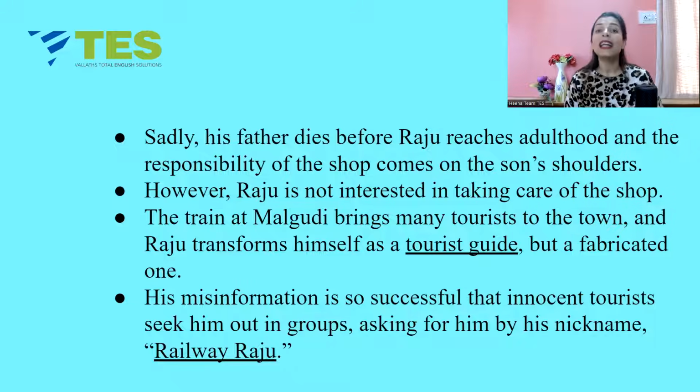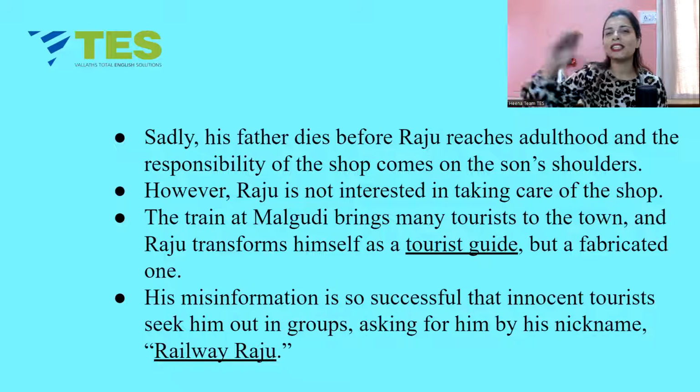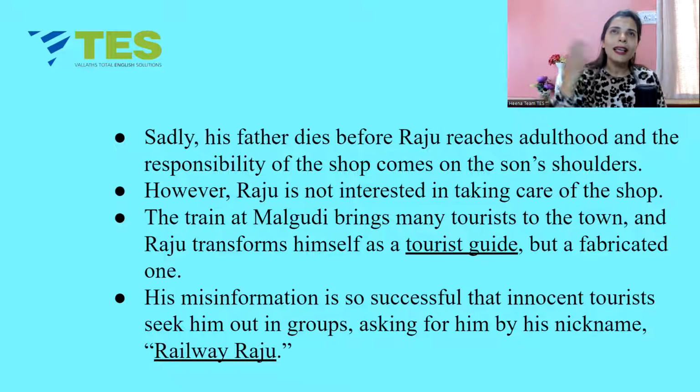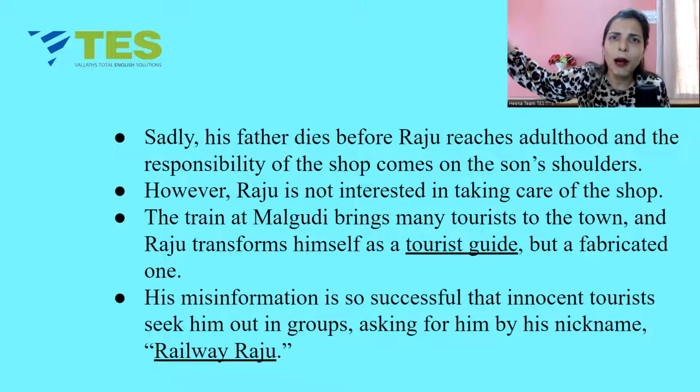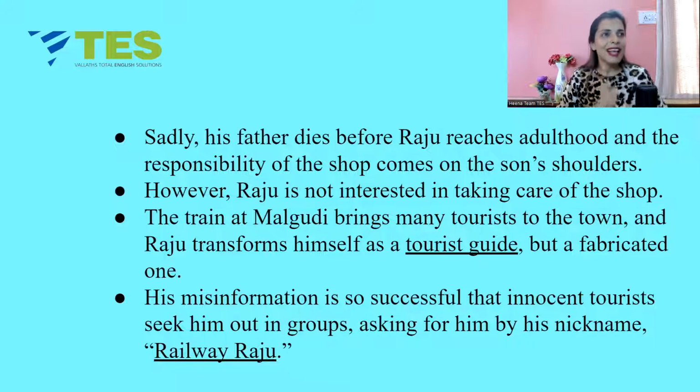Where? I'll tell you. The train at Malgudi brings many tourists to the town, and Raju transforms himself as a tourist guide, but a fabricated one. झूठ बोलने वाला, facts के साथ play करने वाला. For example, when he shows the sights to the tourists, he says that this mountain is the highest mountain in the world, but that's not the case. Then he will show something and he'll say that this was built in the BCs. Sometimes he'll say this was built in the ADs. So he's actually playing with the truth. He says, जैसा मेरा मन करता था, वैसा मैं बोल देता था.